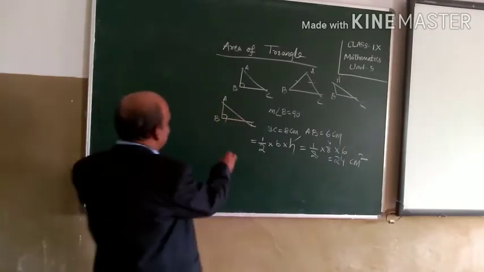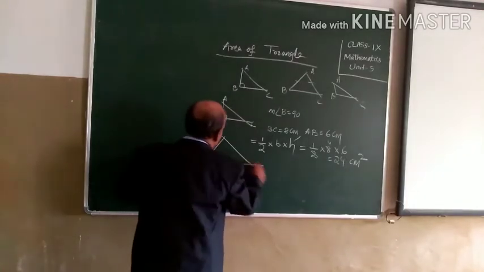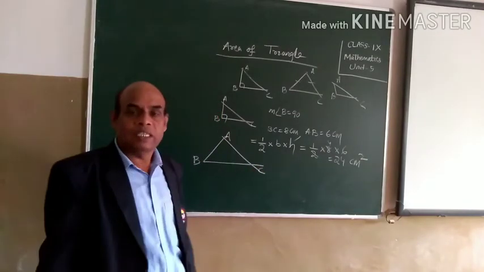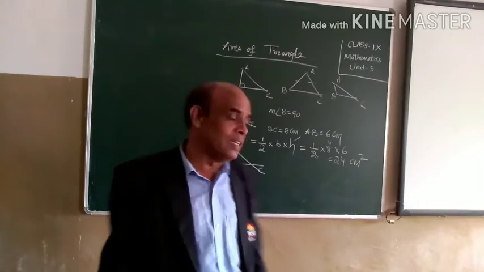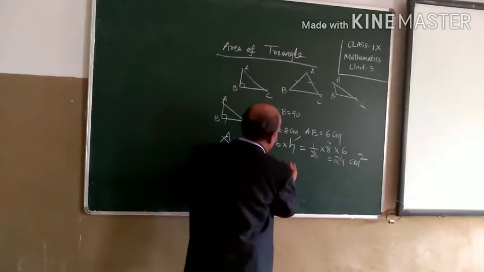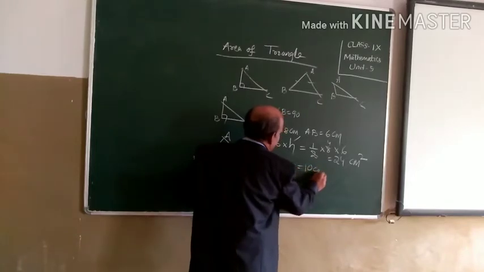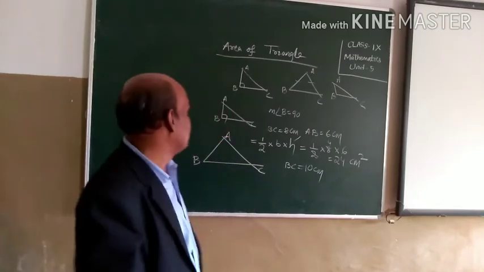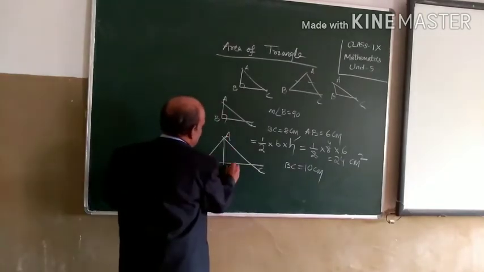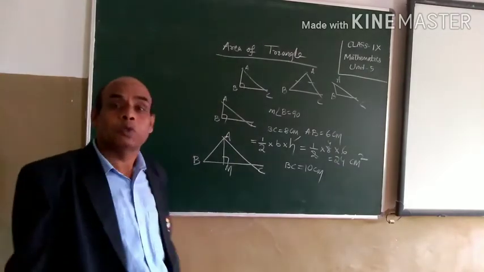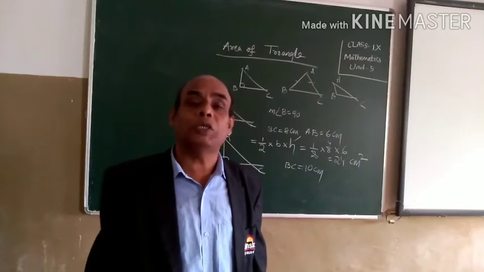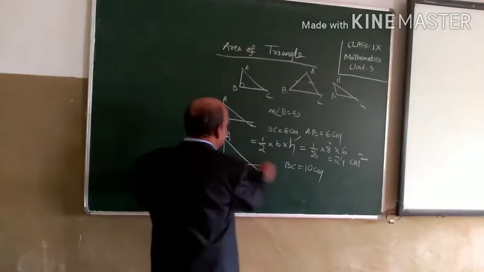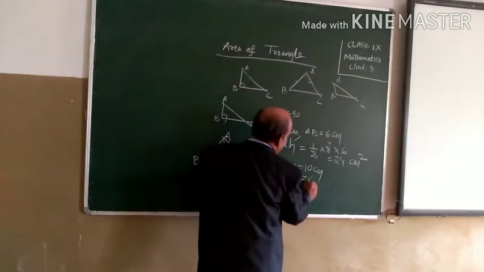Similarly, for any triangle, suppose the base is given. Here you see this is the base. The base is given to you as 10 centimeter. And the height means the perpendicular towards the base. So AM is perpendicular to BC. AM is perpendicular to BC. It means AM is the height, and that is also given to you. Suppose AM is 6 centimeter.